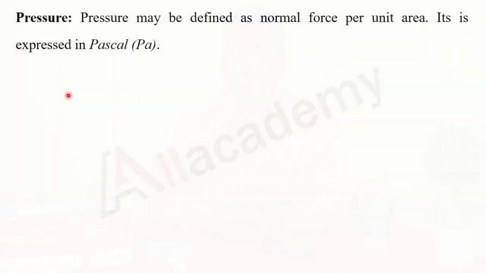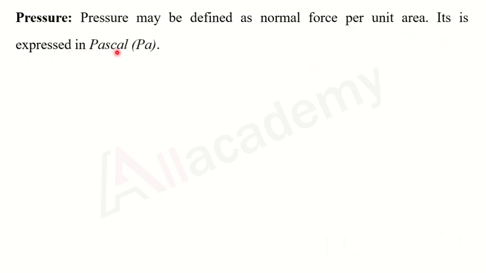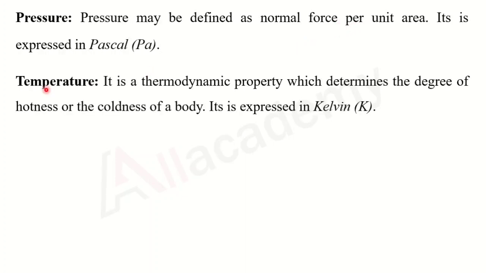Let us go into the details of the definitions of these properties like pressure, volume, temperature. First one is pressure. Pressure may be defined as a normal force per unit area, and generally it is expressed in pascals or bar. The next definition is temperature. Temperature is a thermodynamic property which determines the degree of hotness or coldness of a body, and it is expressed in Kelvin or degree Celsius.